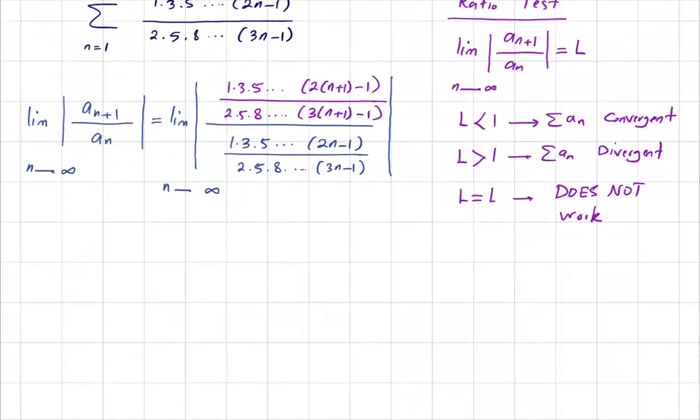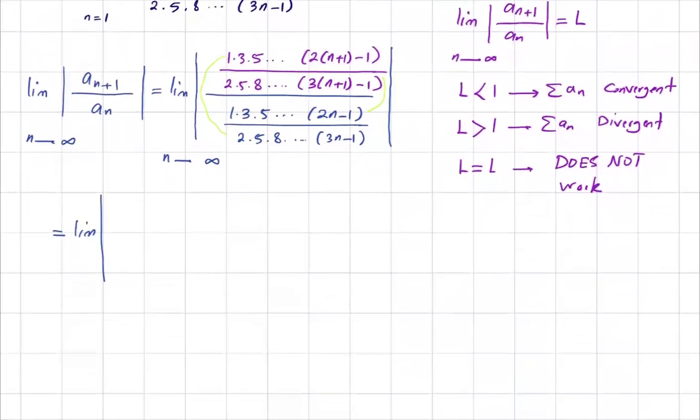Okay, let us simplify this as much as we can. This is the limit of absolute value. So on the numerator, I'm going to end up multiplying these two together. And then on the denominator, I'm ending up multiplying these two together. So let's see what's happening here. Can we simplify this further or not? So I have 1 times 3 times 5 times, if I distribute 2 into parentheses, minus 1, I get 2n plus 2 minus 1, or 2n plus 1. And then from the denominator, I have 2 times 5 times 8 times 3n minus 1.